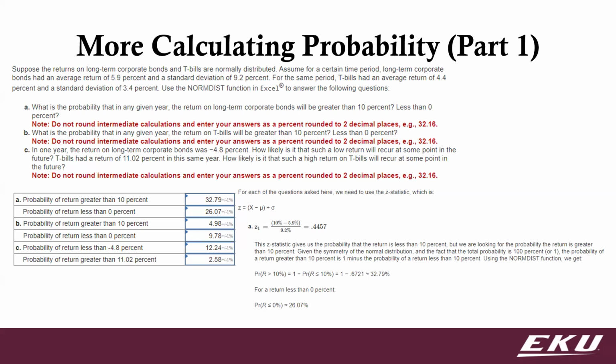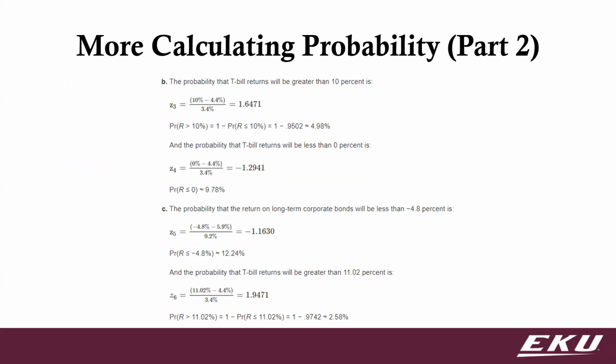Again, if you notice, it's X minus mu divided by sigma, right? How far is that from the average, and we divide that by the standard deviation. So the first Z-score we get for 10% is 0.4457. That works out to about 32%. And for less than 0, it's about 26%. When we're looking at the T-bills, we calculate the exact same way with 10 and 0, but our mean and standard deviation are different, so we have to put those in. And this one, you notice that Z3 is 1.64, so it's over 1.5 standard deviations, and then minus 1.29, so almost minus 1 1/3 standard deviation.